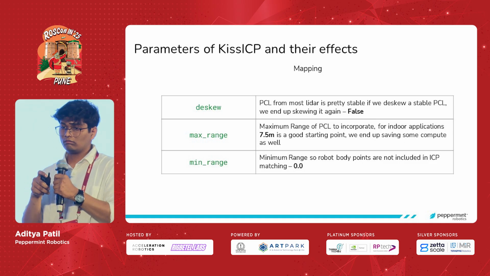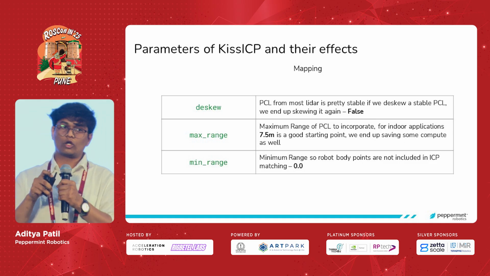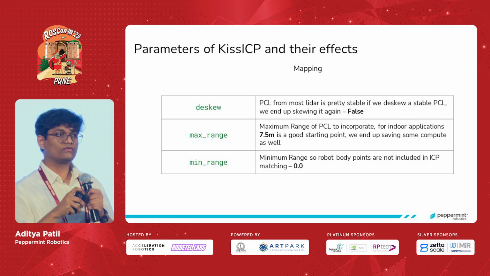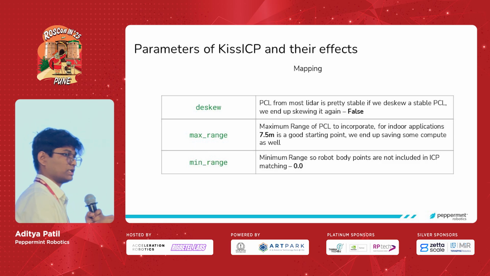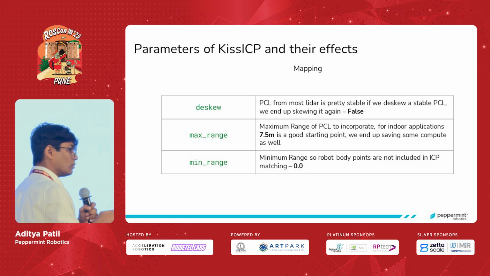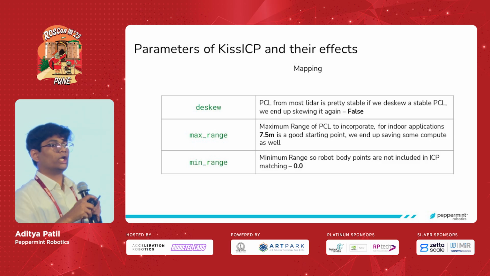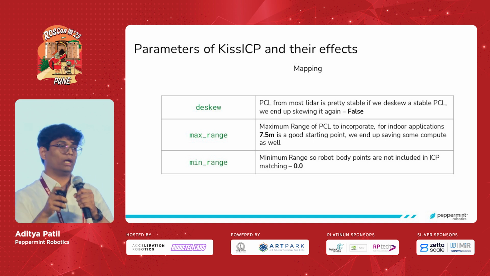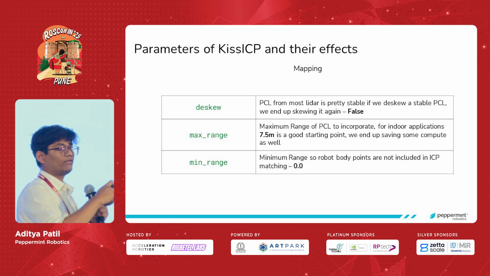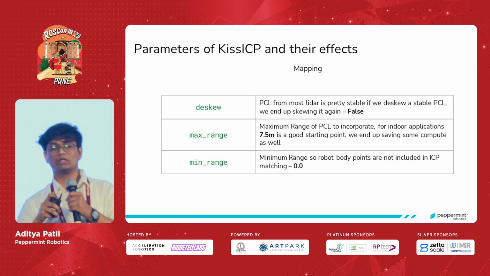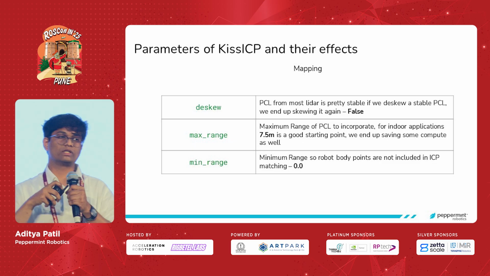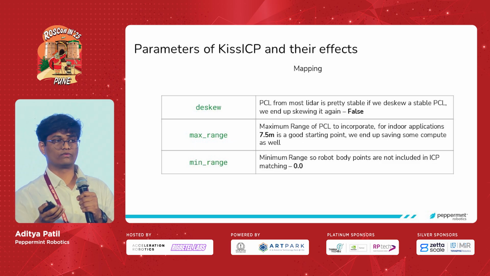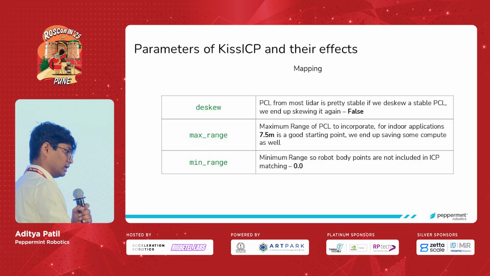Every odometry and lidar odometry algorithm has a few parameters which need to be configured based upon your application. If you're running your robot in an outdoor environment, you need a separate set of parameters. If you're running your robot in an indoor environment, you need a different set of parameters. It also depends on which LiDAR you are using. If you're using a RoboSense, you need a different set of parameters. If you're using a Velodyne, you need a different set of parameters.